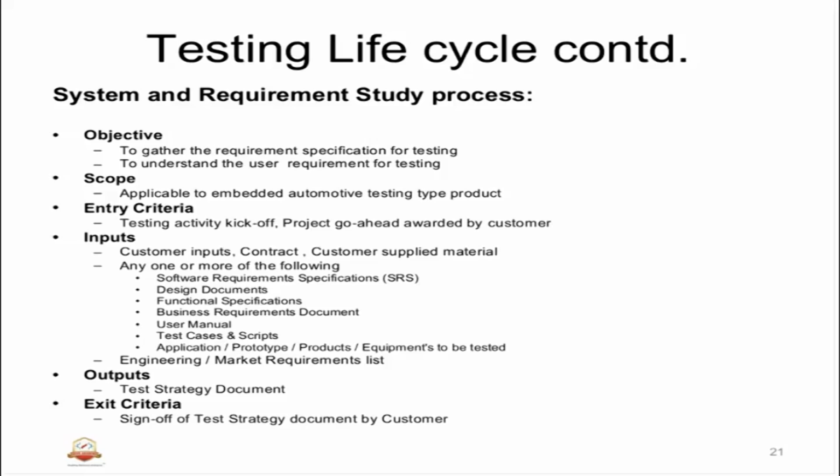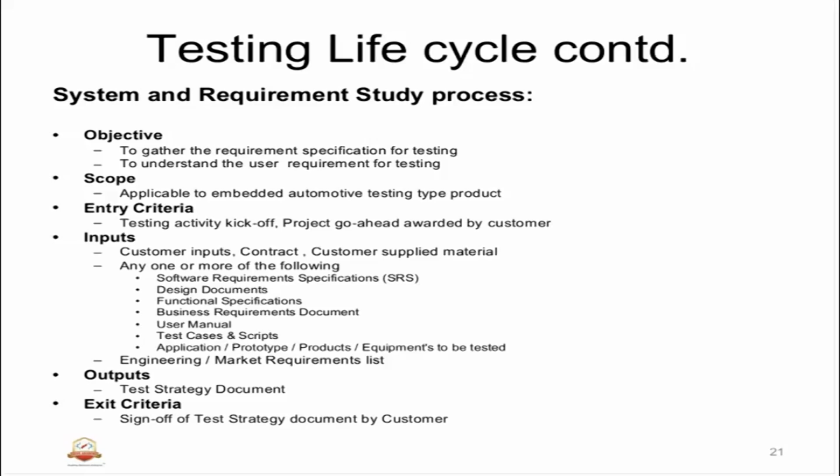What are those inputs? It could be customer inputs, that is a customer input specification. It could be a contract given by the customer which will identify all the input material and customer supplied material, as I said, as part of the contract, and any of the below or all of the below, whatever it is. Usually it will be a software requirement specification. It will be a design document. Here the design document is something which is an outcome of the development phase. Functional specification, what are the functionalities that this product is going to have.